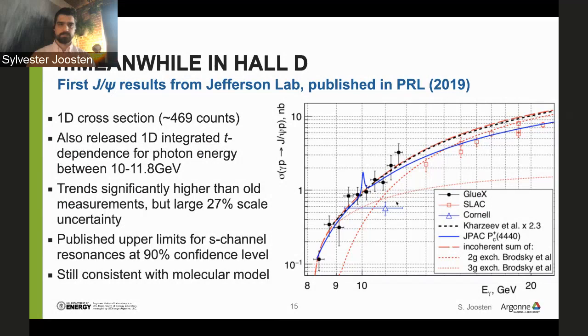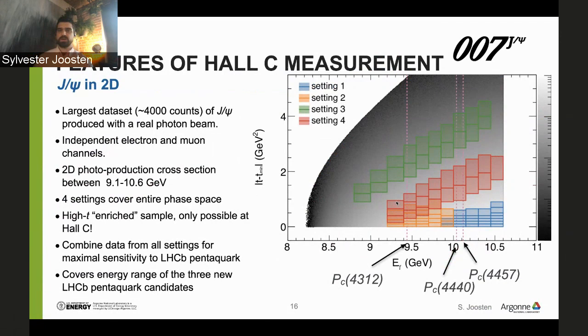So what are some features of the Hall C measurement? I already pointed out we have these four settings and we map out the phase space in 2D. Each of these boxes really corresponds to a single bin. We have the largest data set of J/psi produced with a real photon beam in the world, where we have about 4,200 counts. The experiment was designed to measure electrons because the spectrometers are very good at that, but it turns out that we were also able to separate the muon signal and double our statistics with this.